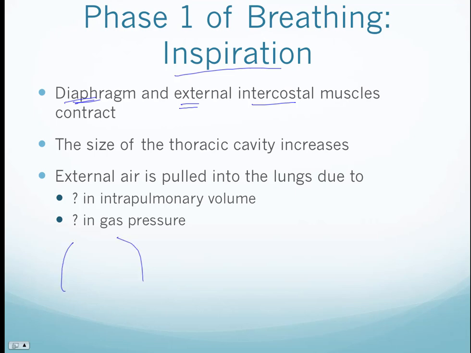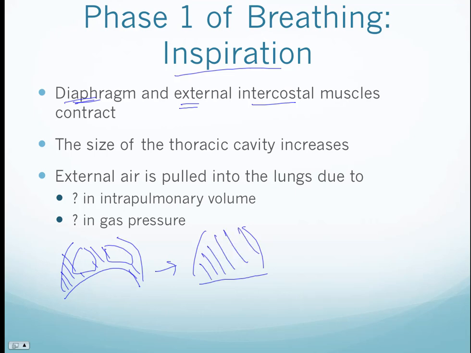Here's your thoracic cavity, here's your diaphragm, and here are your lungs. Really bad drawing, I know. So as your diaphragm contracts, what's going to happen? This diaphragm is going to start flattening out. And as that flattens out, here's that thoracic cavity space. What's going to happen to all this thoracic cavity space?